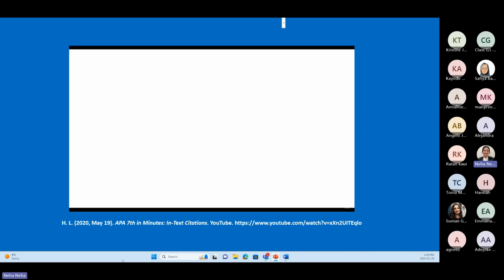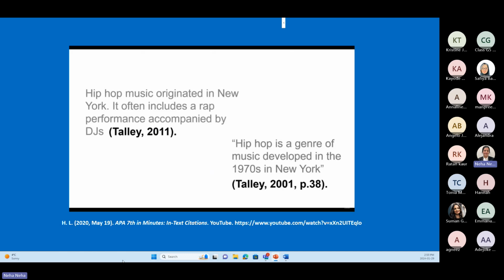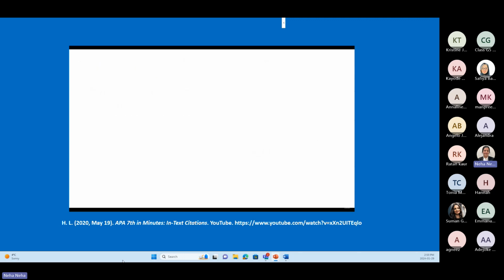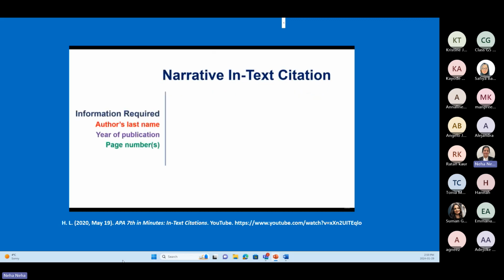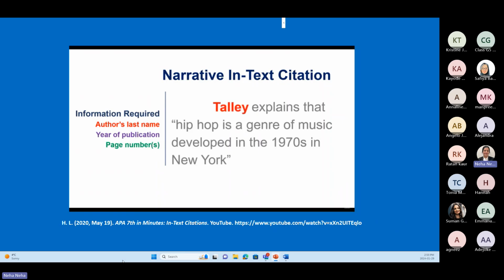So far, our examples of a paraphrase and a direct quote have had the author's name and date in parentheses at the end of the sentence. This is what APA refers to as a parenthetical in-text citation. Alternatively, you can use a narrative citation. As this example shows, when you mention the author's name in a sentence, always include the date of publication after the name. Place the page number in parentheses at the end of your sentence, followed by a period to complete the in-text citation. You do not need to repeat the author's name or date.